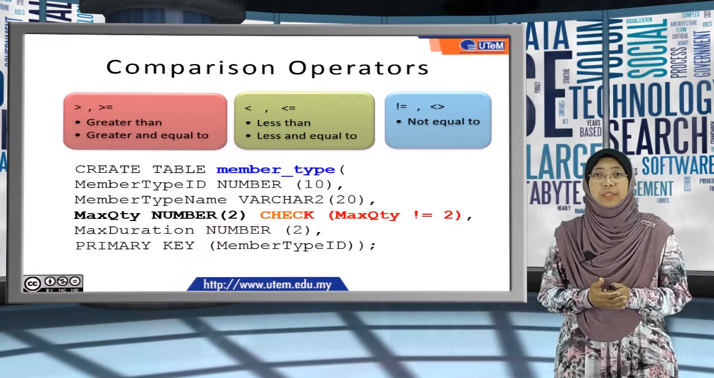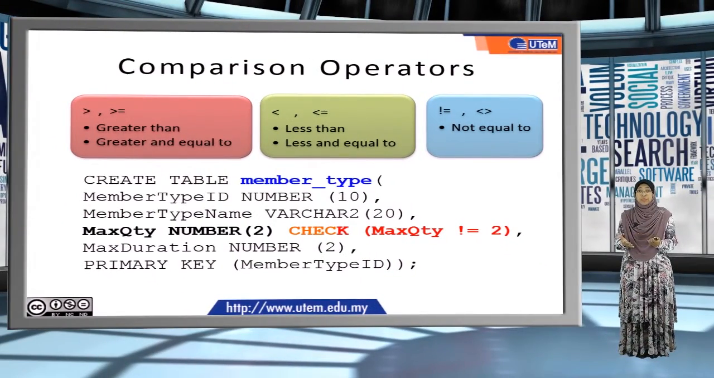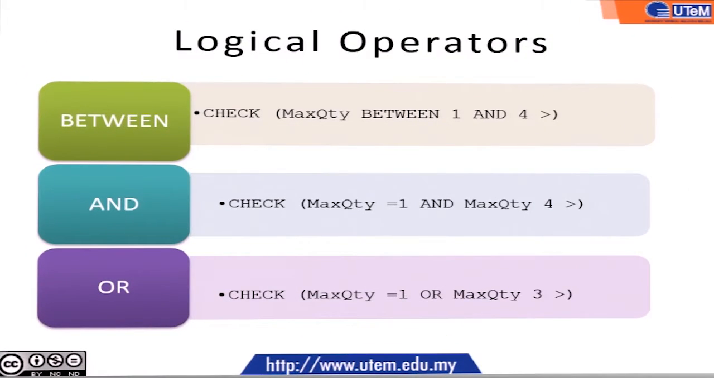Other comparison operators that we can use to limit the values in a column are greater than, greater than or equal to, less than, less than or equal to, equal to, and not equal to. For example, if we want to set the database system to ensure the maximum quantity is not equal to 2, we can write the SQL syntax as shown in red. There are also logical operators that we can include in the check constraints, such as between, and, or. These constraints are useful for us to emphasize business rules to meet business requirements during the development of a database.